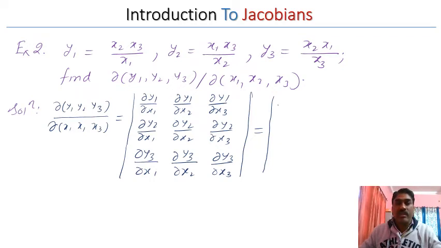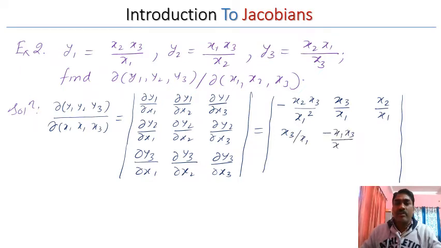So ∂y1/∂x1 is −x2 x3 by x1². Similarly, ∂y1/∂x2 will be x3 by x1, and ∂y1/∂x3 will be x2 by x1. Now similarly find the other partial derivatives. So ∂y2/∂x1 is x3 by x2, ∂y2/∂x2 is −x1 x3 by x2², and ∂y2/∂x3 is x1 by x2. Similarly, ∂y3/∂x1 is x2 by x3, then x1 by x3, and finally −x2 x1 by x3².